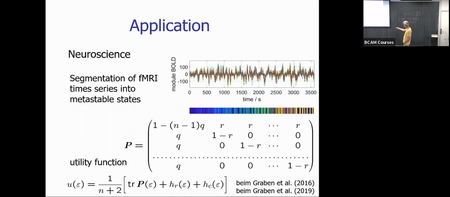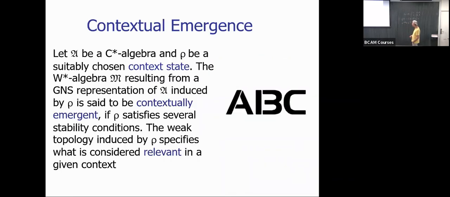This is our criterion for metastability, and so we are able to say that the transition matrix should have approximately such a shape, and for such a transition matrix, we can write down a kind of utility function, and maximizing this utility function gives rise to the segmentation of time series into these metastable states by the properties of such a maximally stable Markov chain.